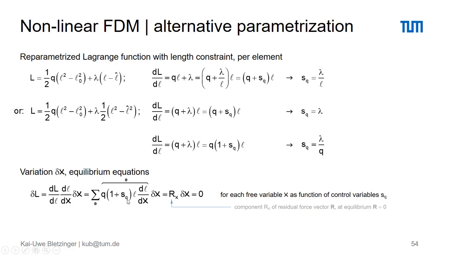Why 1 plus the scaling factor? Simply because if we put SQ equal to 0, then we are back to the original formulation. That's simply a shift of the scaling factor, with the effect that the initial case we receive by putting the scaling factor SQ to 0. Again, we have learned that this expression, which just arrives by the chain rule, is exactly the entry into the respective component of the residual force vector, which has to be 0 at equilibrium, as before.